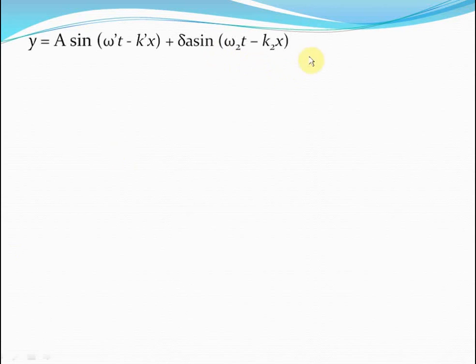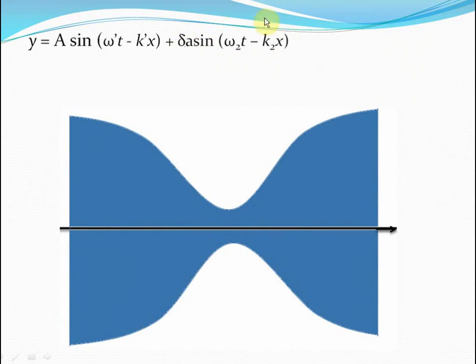So you see, the final wave in this case will be almost similar to the wave that we obtained in the previous case. Remember when the amplitude was varying as a cosine function? The only difference in this case is that this second function delta A sin omega 2t minus k2x will be added to the wave that we had created earlier. So earlier we had zero displacement here at this position, but in this case, because of the presence of this other wave, there will be some displacement here too.